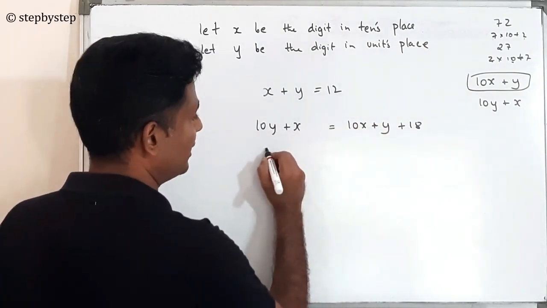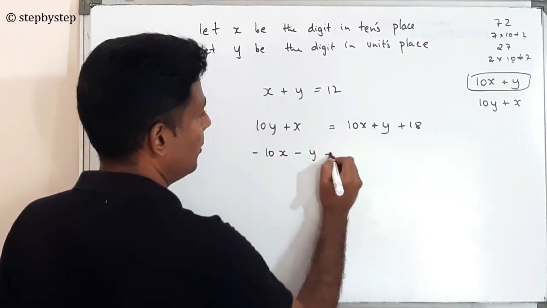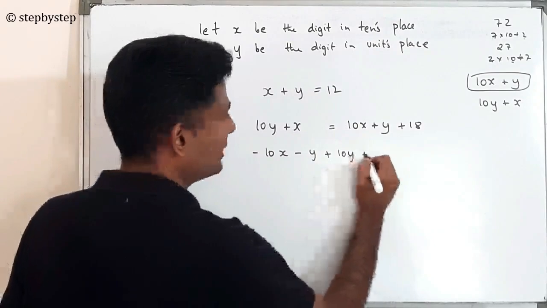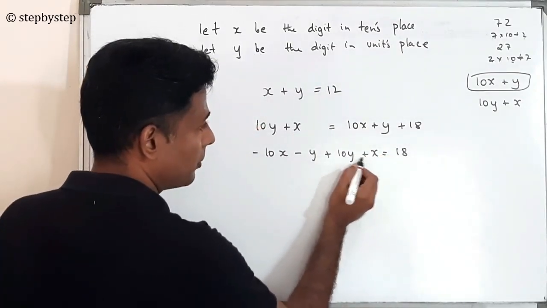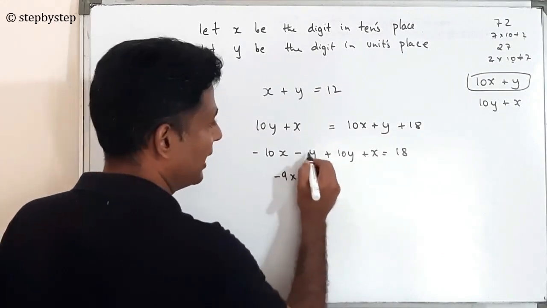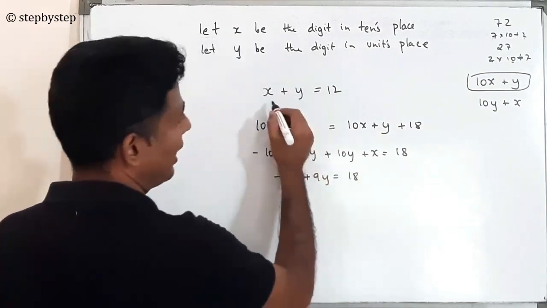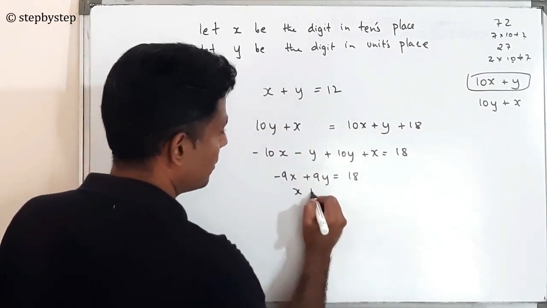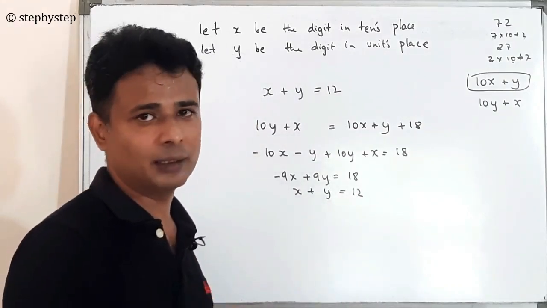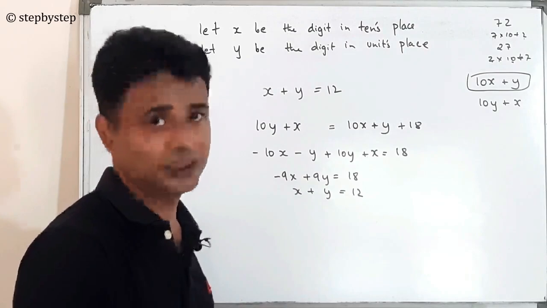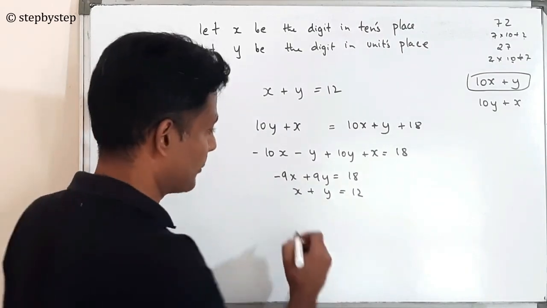Now I transpose this to the other side. I'll get minus 10x minus y plus 10y plus x equal to 18. Alright. So minus 10x plus x is minus 9x, minus y plus 10y is plus 9y, equal to 18. And our first equation was x plus y equal to 12. In word problems, you can solve using any method. They'll never tell you which method to use generally. But be safe, remember to know all three methods.